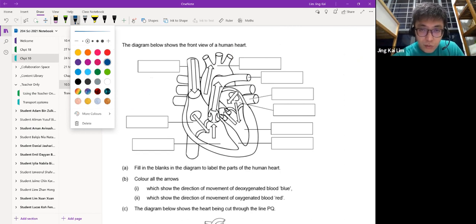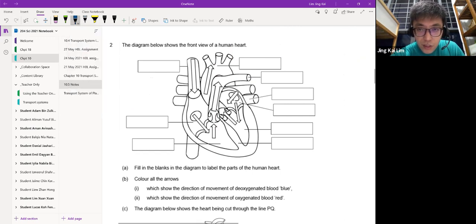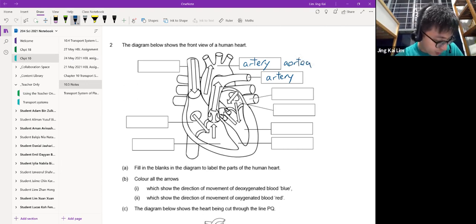To start off from the top, this is actually a type of artery. You can see from the direction of the arrow that it is coming out of the heart. So again, when blood comes out of the heart, it has to pass through the artery. And this is also an artery. Some of you who have done a little bit of research would know that the medical name for this particular artery is called the aorta artery.